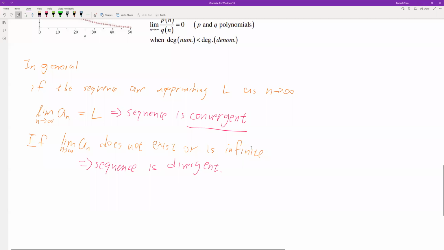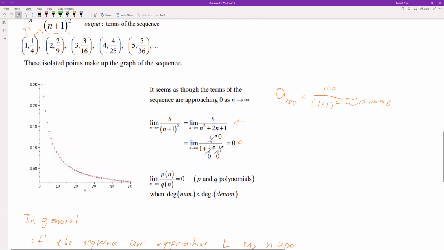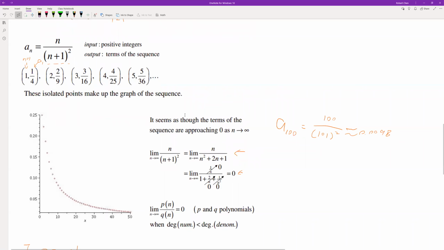So let's actually look at our last example here. As we can see, when we take n to infinity, the limit is actually 0. That means towards the end of this sequence we are getting very small numbers approaching 0. So in this case, we will say that this sequence is convergent because it's approaching a constant. Now, let me show you some examples where they are divergent.